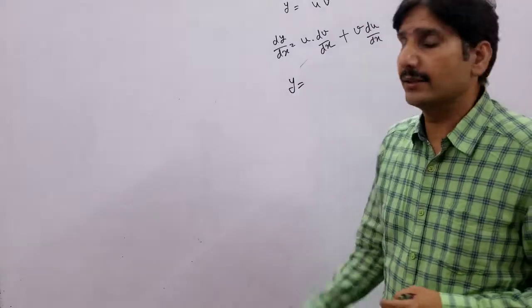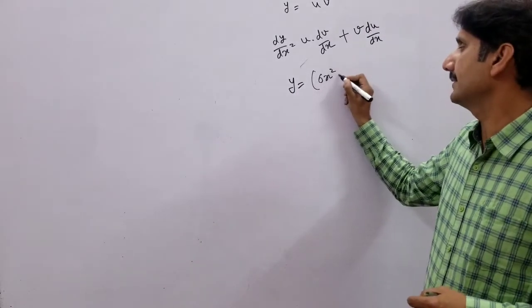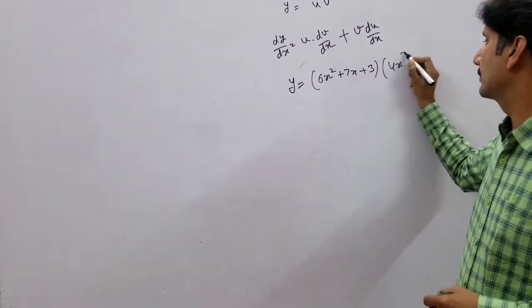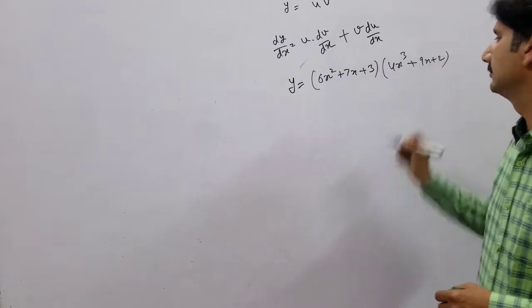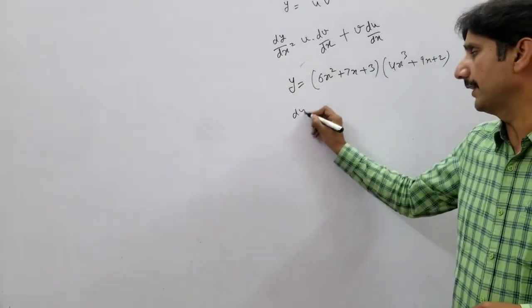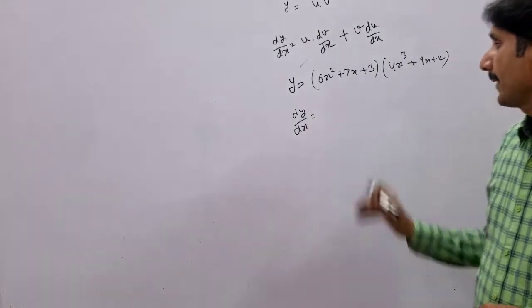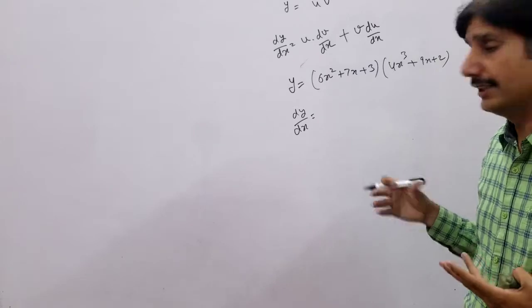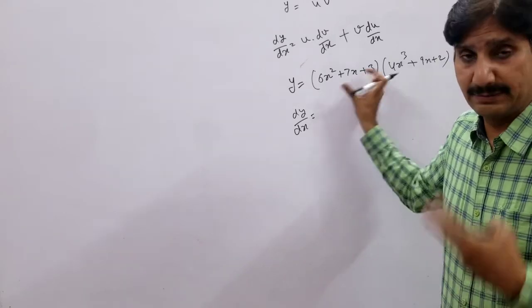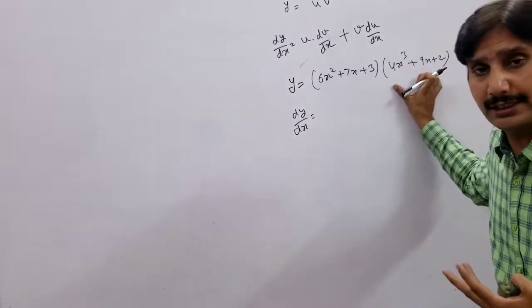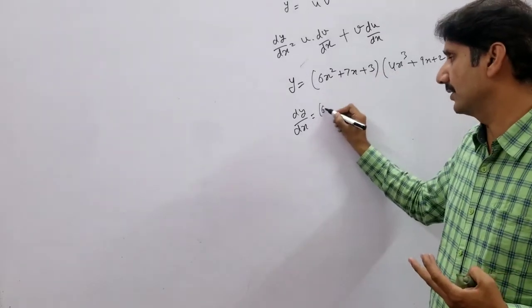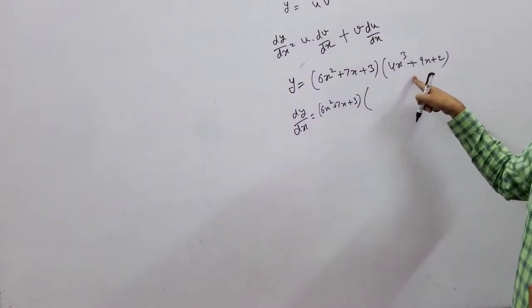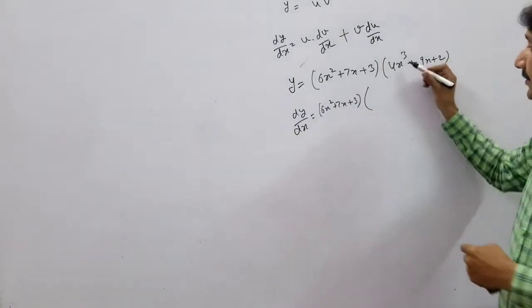Let's say y is equal to 6x squared plus 7x plus 3 multiplied by 4x cubed plus 9x plus 2. How do you do the differentiation? Now there are two terms, one bracket and the other bracket, and the two brackets are getting multiplied. This is a function of x, that means it's an equation in x. This is also an equation in x. So write down the first equation as such, and differentiate the second bracket. How would you differentiate it?